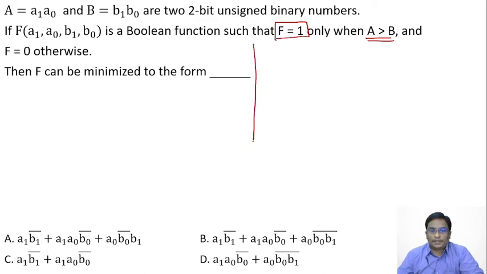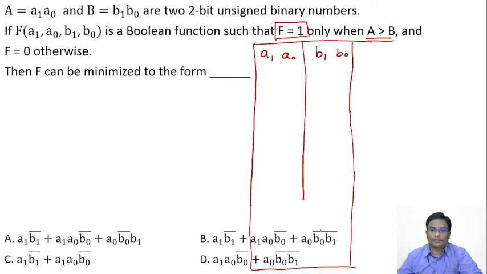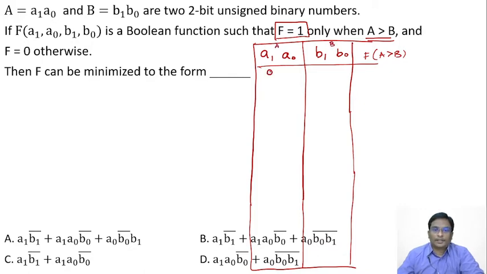Let us write the truth table first of all. You have the bits. This is A1, A0. This is the B bit, B1, B0. You have 4 bits here, so you will get 16 combinations. They are asking for F when A is greater than B. This is the A bit here, this is the B bit. This is the 16 combinations.